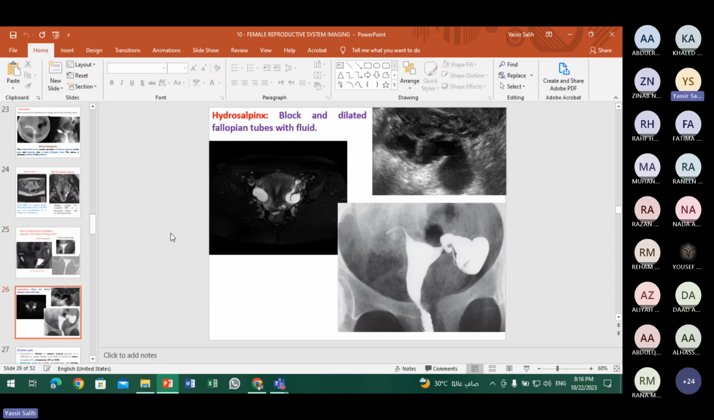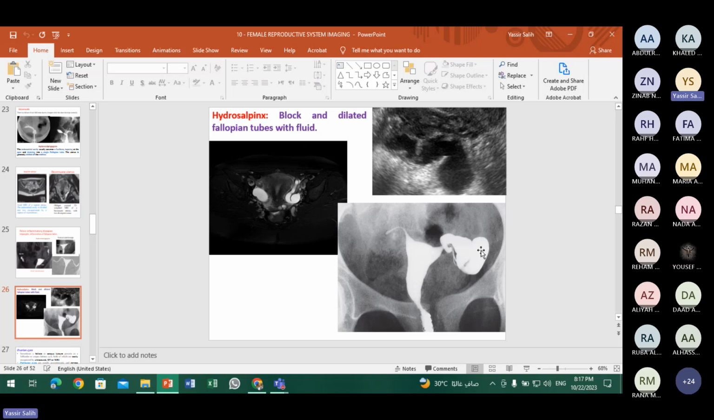Tubal blockage. Also this is HSG. This is a cannula connected to the cervix to inject the contrast. What do you see? Unilateral proximal blockage of which side? The right fallopian tube. Yes, the right tube is blocked and there is no clear spill of contrast.